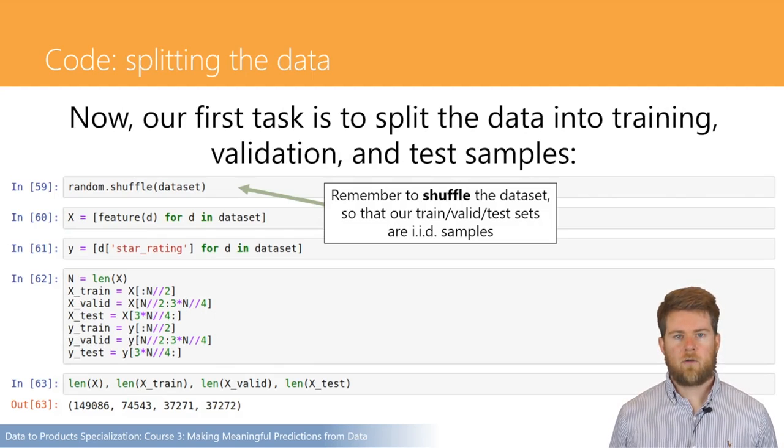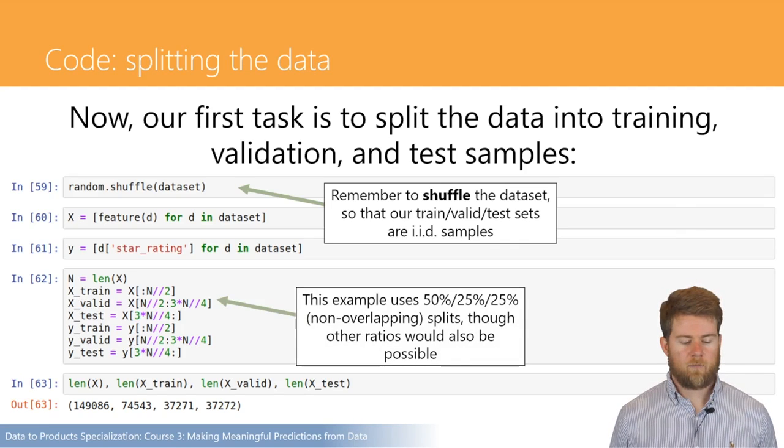Okay, first thing we have to do is to split our data into training, validation, and test samples. First thing which is important is to shuffle the data first. What we required is that our training, validation, and test sets should be independent and identically distributed, or just non-overlapping random samples of the data. So shuffling the data set is an easy way to ensure that that's the case.